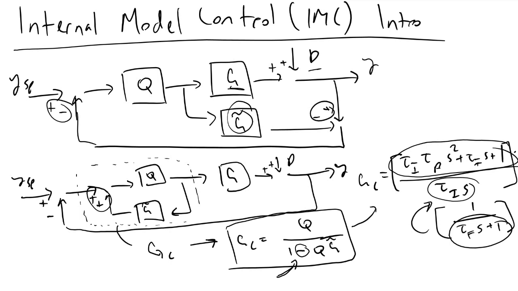And so what I'll do next is work through an example of using internal model control to design a PID controller for various process types, such as a first order process without dead time and a first order process with dead time, and so on. And so this kind of wraps up the general introduction to IMC.